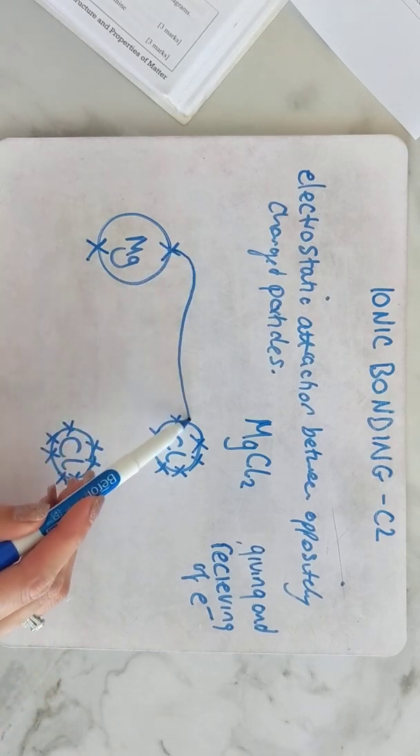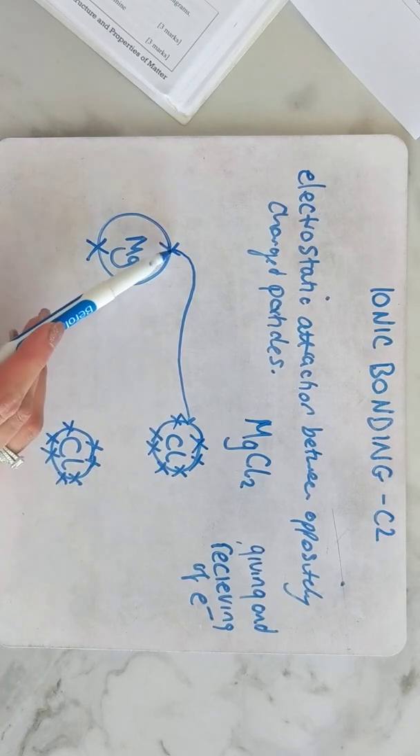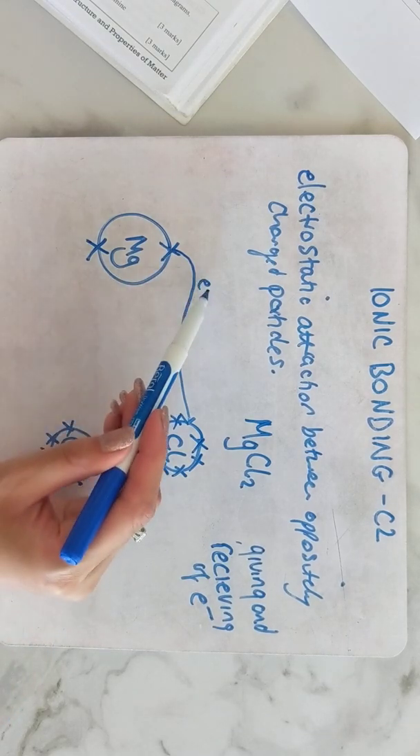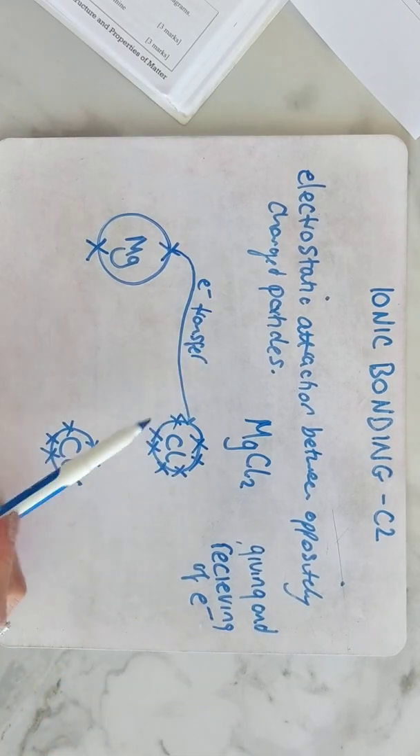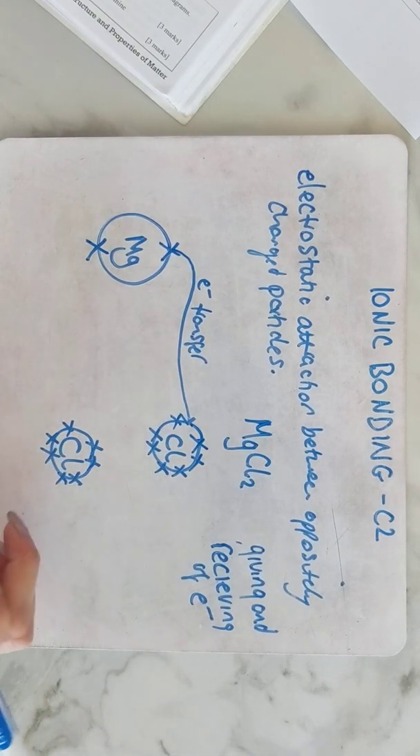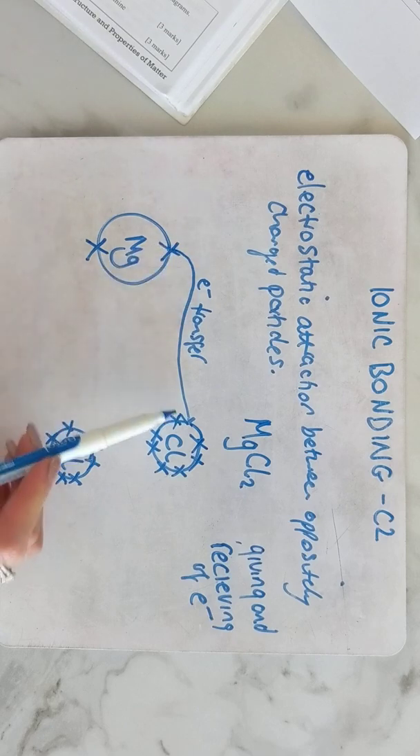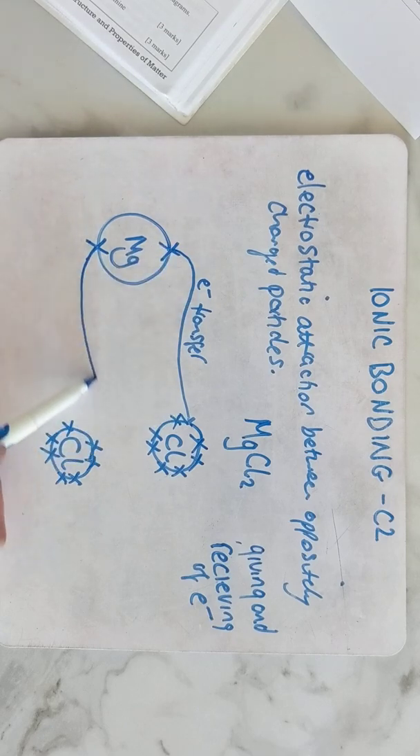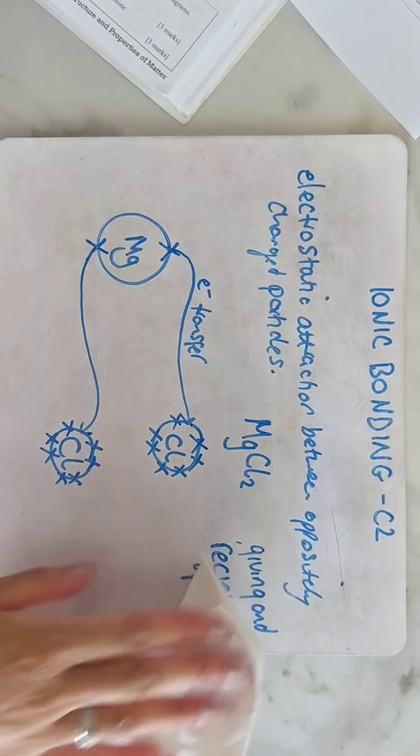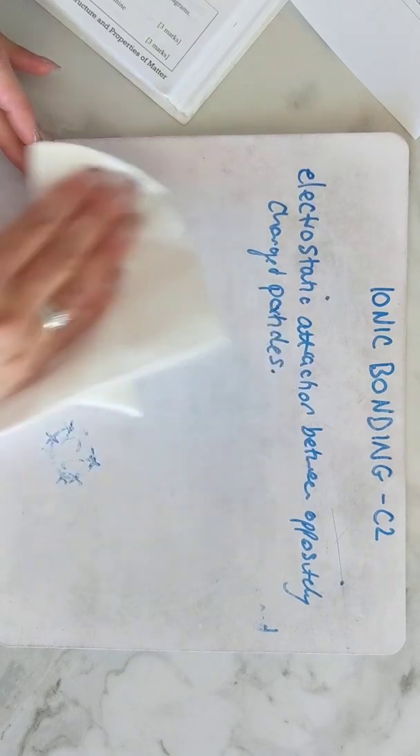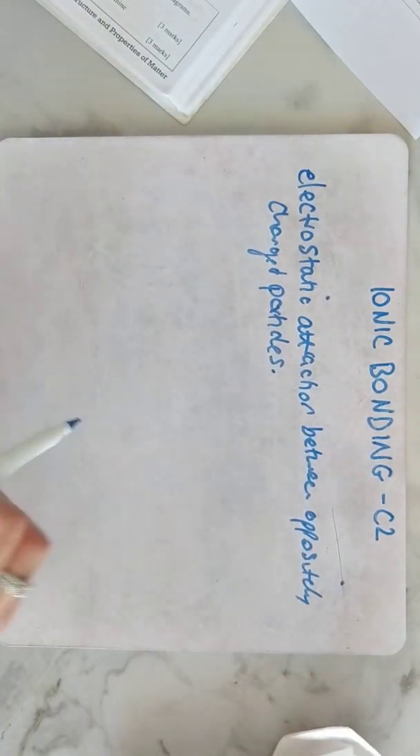What you do is draw an arrow to show the electron transfer. Be careful where you put your arrow head. Make sure it's touching the orbital and make sure it's in the right direction. This electron goes to this chlorine here, again, electron transferring. Then you draw the ionic structures.